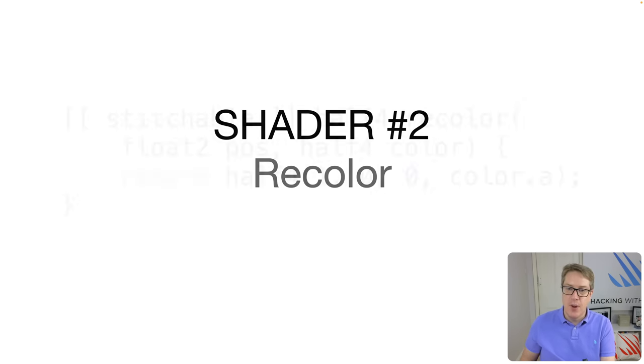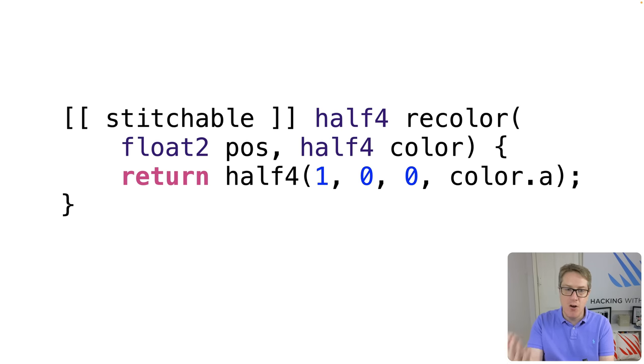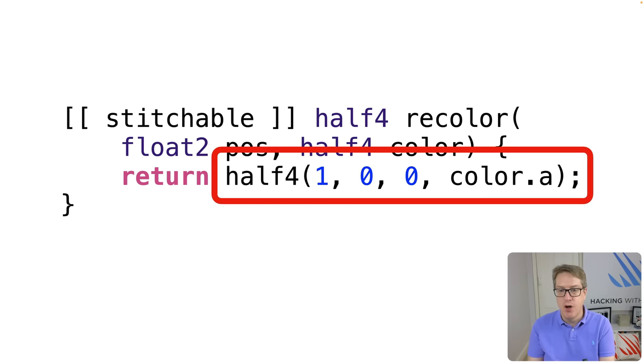This time, we have the same recolor thing going on, same position and half4 color, that hasn't changed. But look at the return value, that bit has changed. Now we're returning a half4 of 1, 0, 0, color.a. So again, half4: red, green, blue, alpha. We're saying 1 for red, full red, 0 for green, no green, 0 for blue, no blue, but color.a.